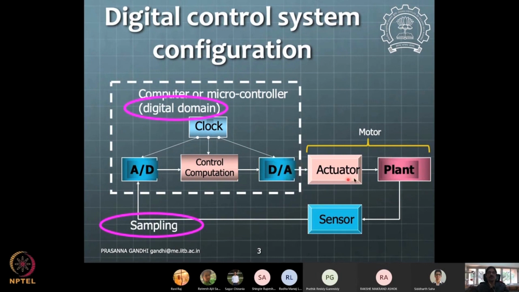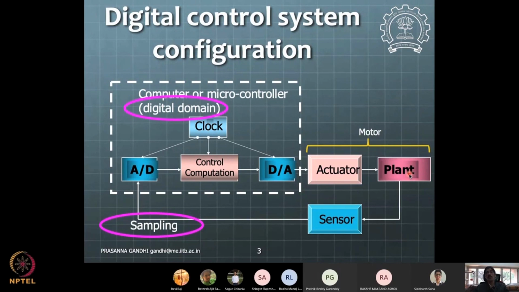So this loop is continuously getting executed. Every sampling time you read your sensor, then you process that in your control computation, and then you implement it on the actuator. Again you read further, and keep on doing that in an infinite loop, so to say. That's how your actual control will happen in any of the systems.